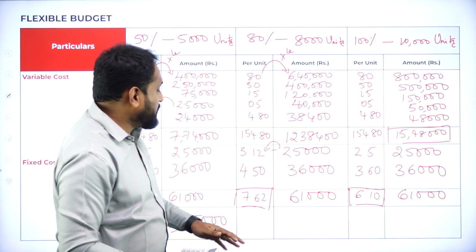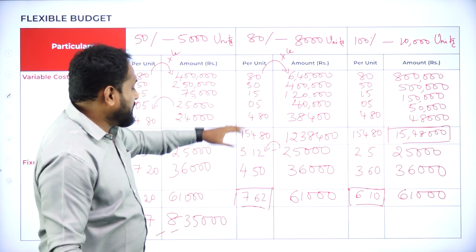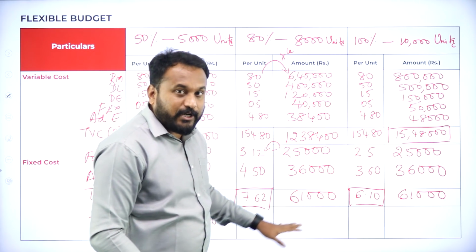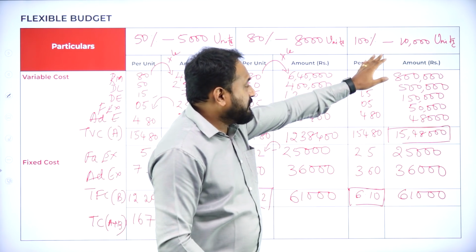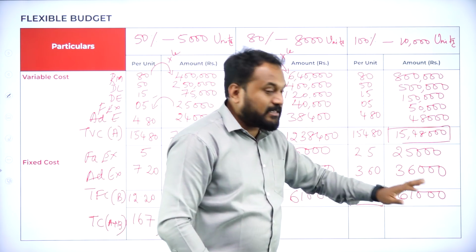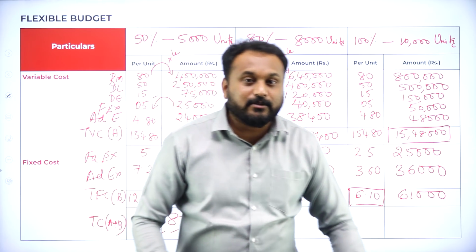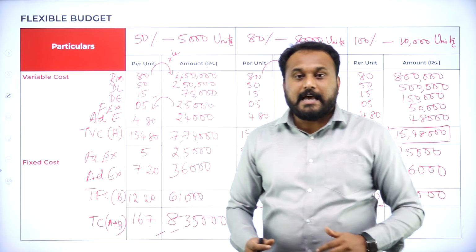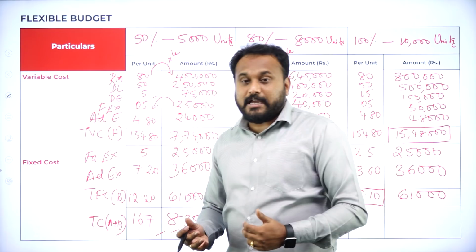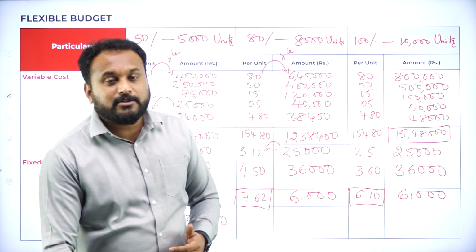Now what you should do is, you need to calculate for 80% how much is the total cost per unit as well as the amount. Then again for 100% per unit as well as the amount. If you calculate and send it to the group, I will be very happy. I'll feel that whatever I have done is worthwhile.